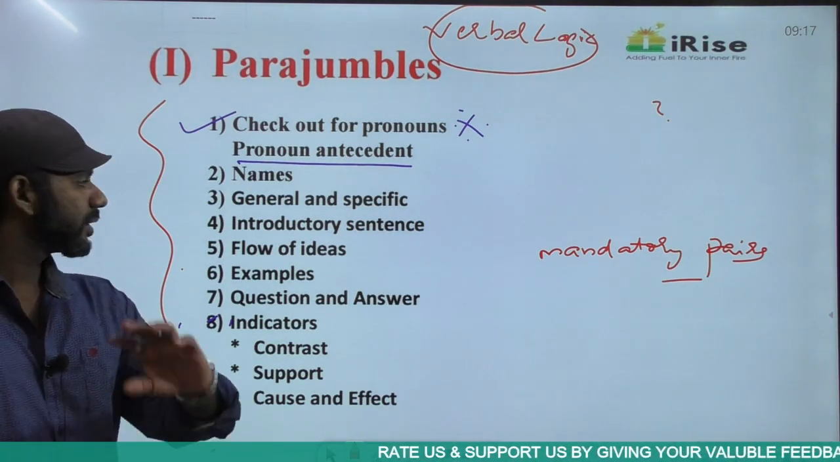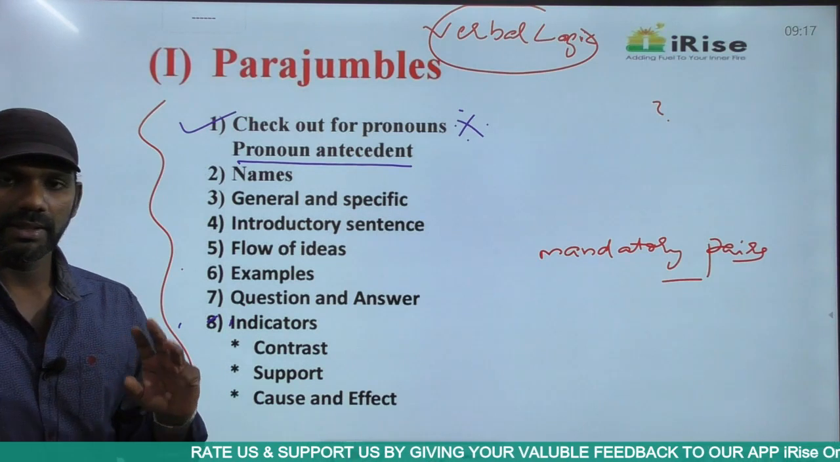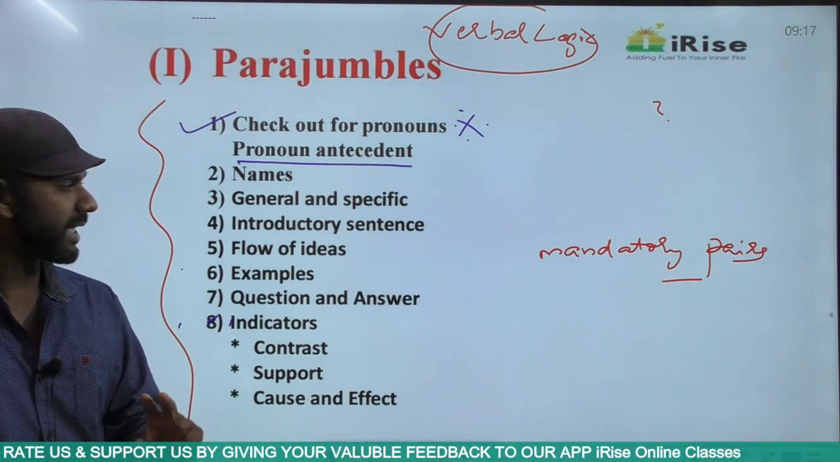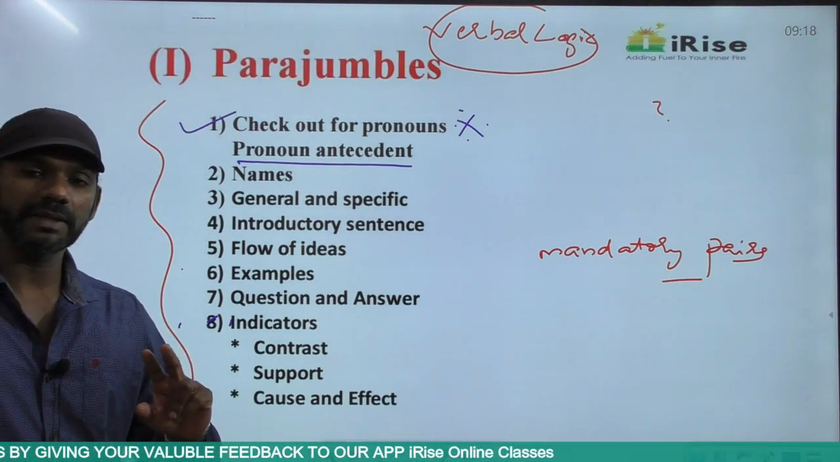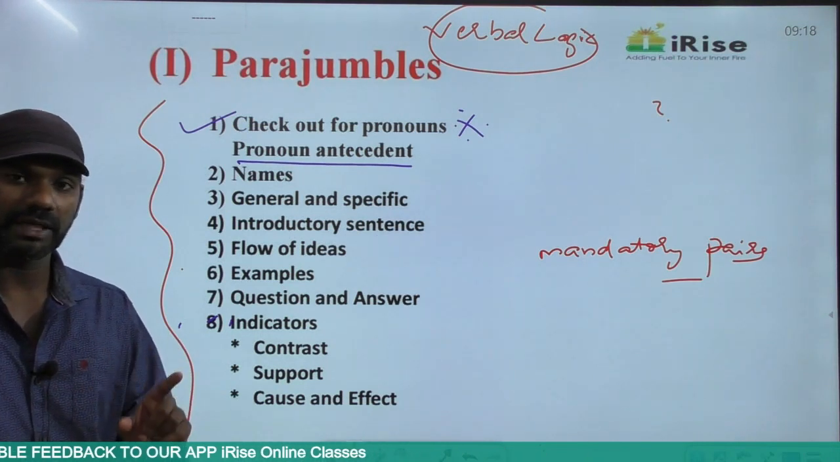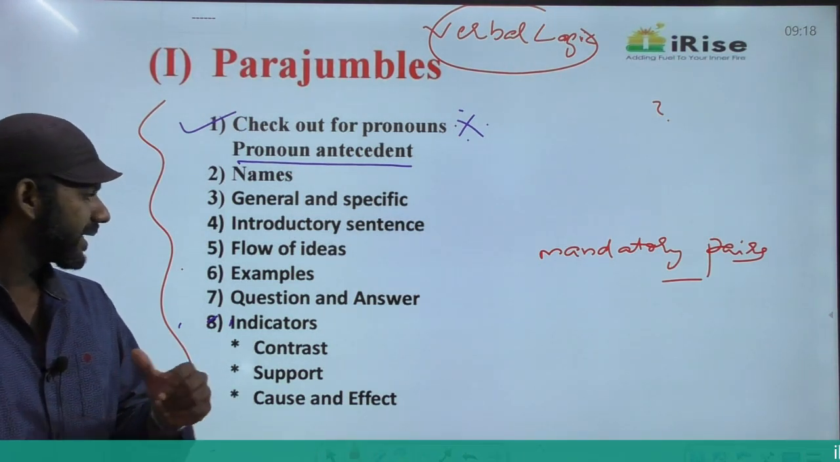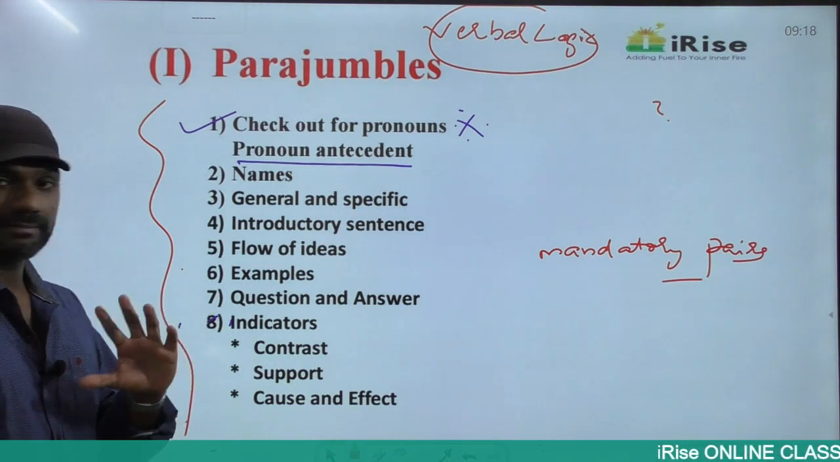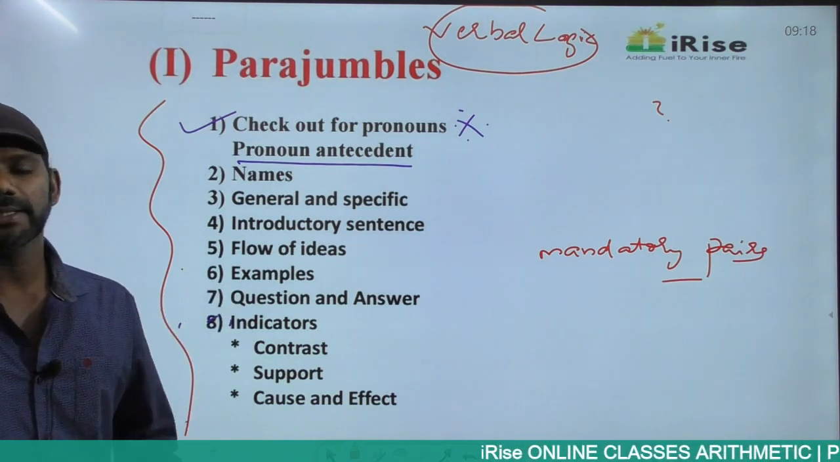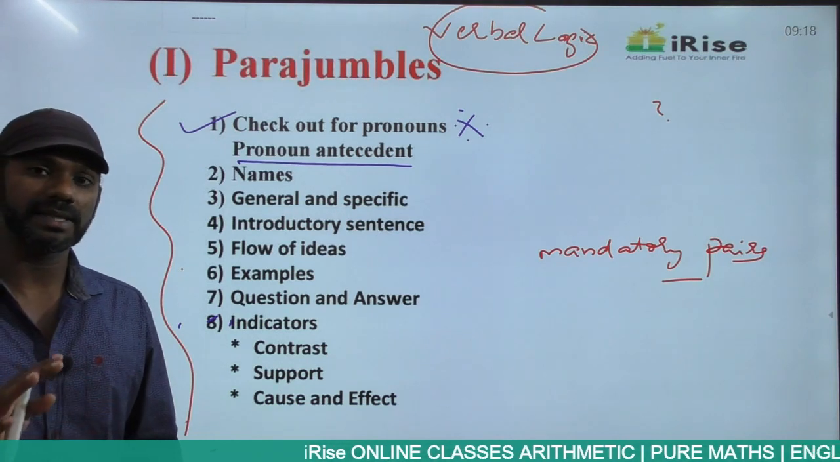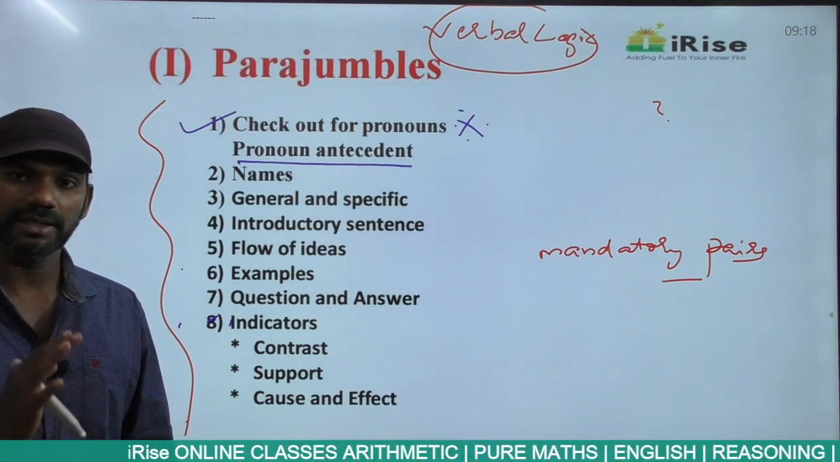Introductory sentence: it cannot carry a pronoun, it must carry a noun. It cannot be specific, it must be general. It cannot carry half the name, it must carry the full name. When half the name and full name both are mentioned, then it cannot be an example, and it cannot carry an indicator. Right. These 5 concepts. Flow of ideas: all the sentences that talk about the same topic must come together, a mandatory pair.